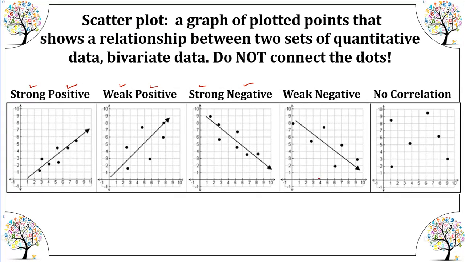We can see in the fourth graph that as the x values increase, the y values decrease, creating a negative correlation, but they're not close together, so we say that is a weak negative. Then you can have a situation where the x variable category has no effect on your output. So there's no correlation. They're just scattered about. There's no trend. They're neither going up nor down. So that will be no correlation.